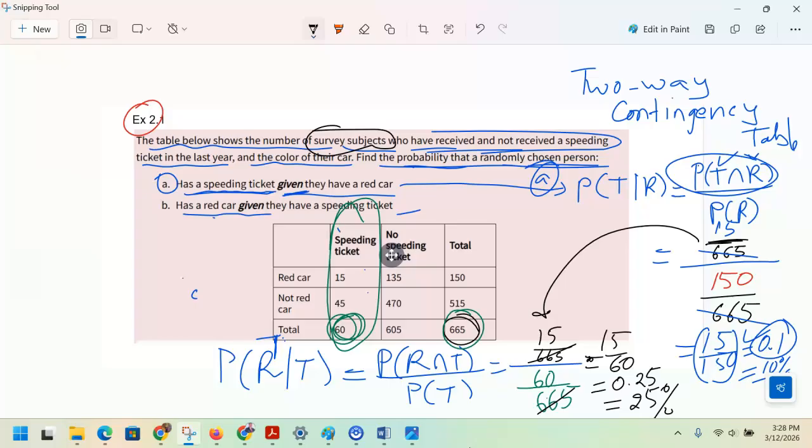Like a really nice problem to understand that. So what does this mean? The probability is, if you have a ticket, that means the chance that your car is red is 25%. And if you have a red car, then the chance that you're going to get a ticket is only 10%. So this is the understanding. Let's move to the next question.